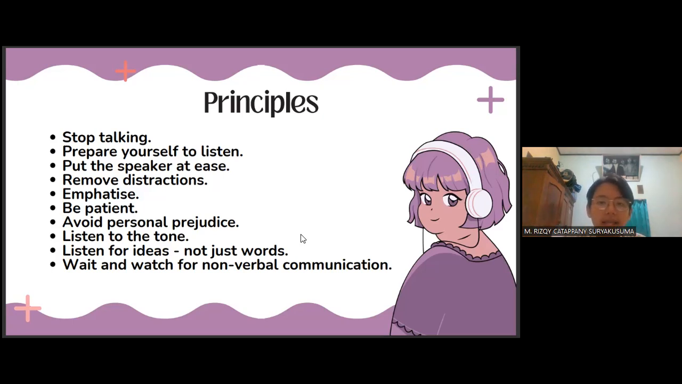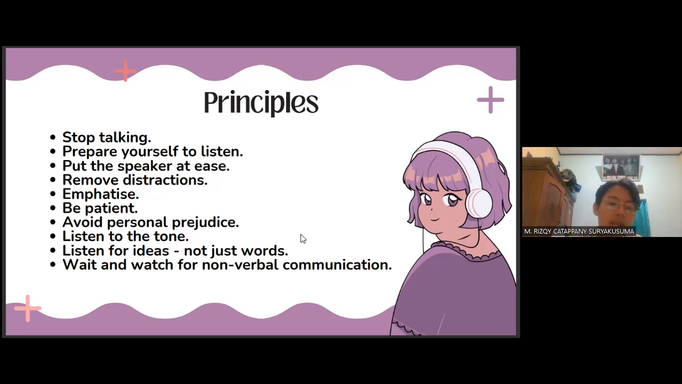And the next is listen for ideas, not words. We have to understand the ideas from the material that was given, not just remember the words, but we have to know the ideas, the main ideas. What is the main topic of the material that was given? So we are not remembering it by just words.